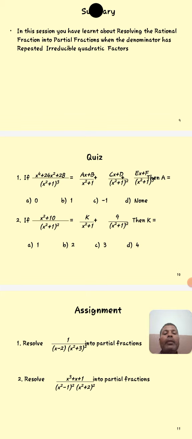Suppose a linear factor is repeated, then we have to write A by something and B by something. If a quadratic factor is repeated, then write (ax plus b) by something and (cx plus d) by something. That is the main procedure.